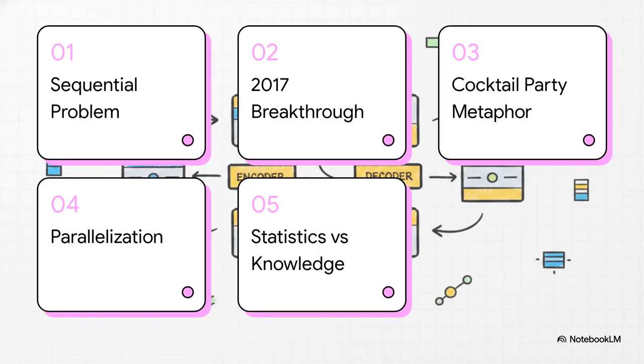Here is our roadmap for this explainer. First, we'll look at the sequential problem. Then, the 2017 breakthrough. Next, we'll use the cocktail party metaphor to explain how it works, followed by parallelization and massive scale. And finally, we'll wrap up with statistics, not genuine understanding. By the end of this, you are going to have a really clear, intuitive grasp of the single most important innovation that basically made this entire current era of AI possible.